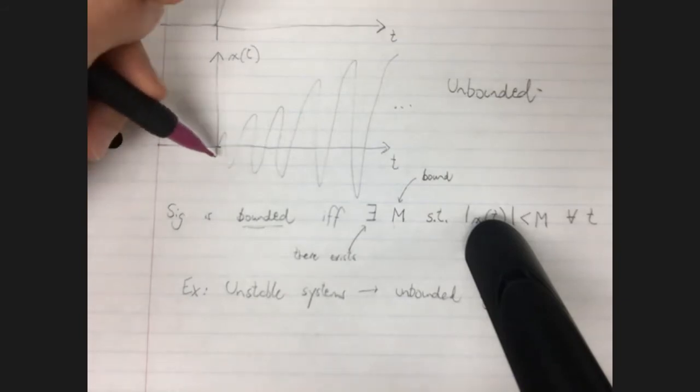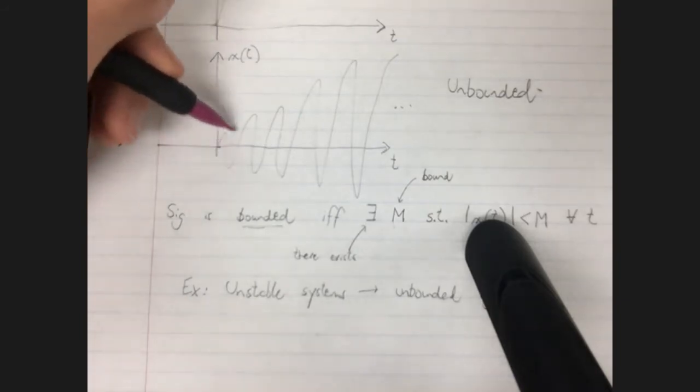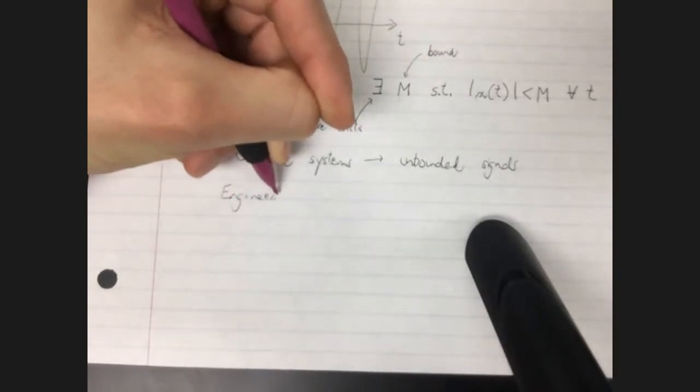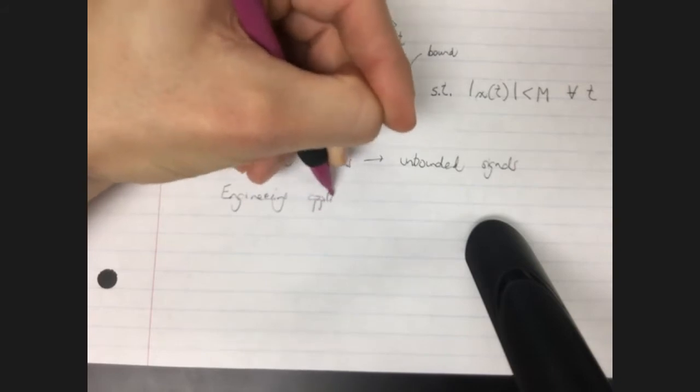Or if it's an electrical signal and you've got something that keeps oscillating but keeps getting bigger and bigger, it's eventually going to blow up and ruin your system, and burn out all your parts. So unstable systems lead to unbounded signals. I'll say in engineering applications, let's say we want bounded signals for sure.